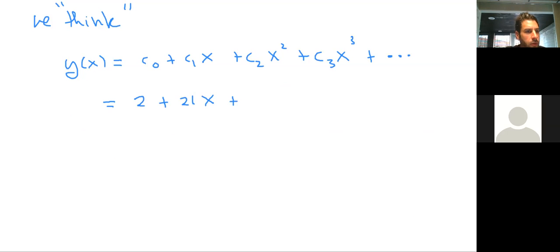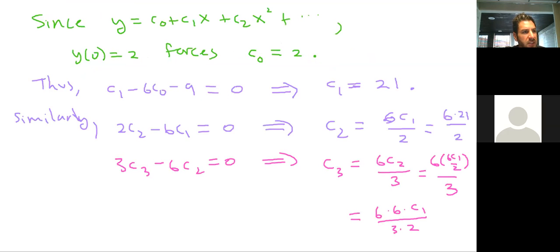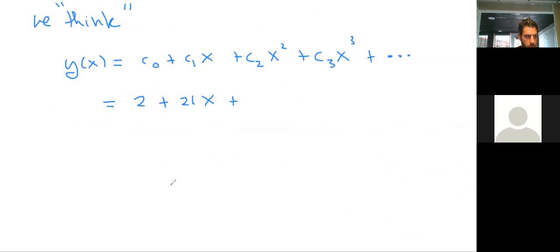plus, what was our c sub 2? Well, our c sub 2 we found to be 6 c sub 1 over 2, or 6 times 21 over 2. So let's write that in there. And then what did we find our c sub 3 to be? Our c sub 3 was 6 squared times 21 over 3 factorial x cubed.